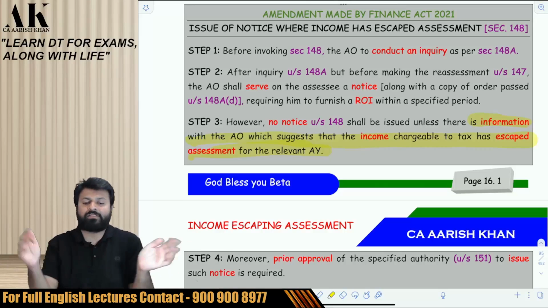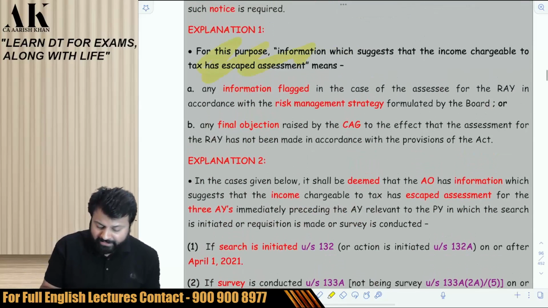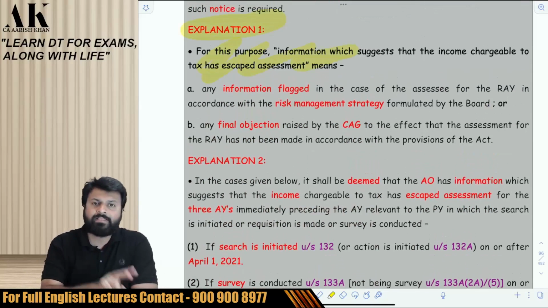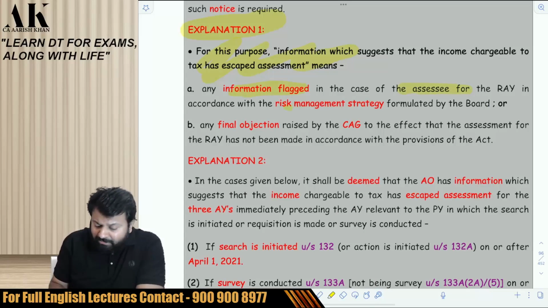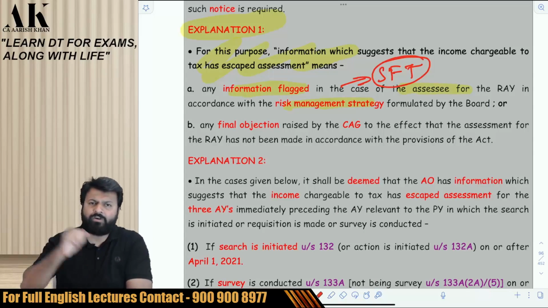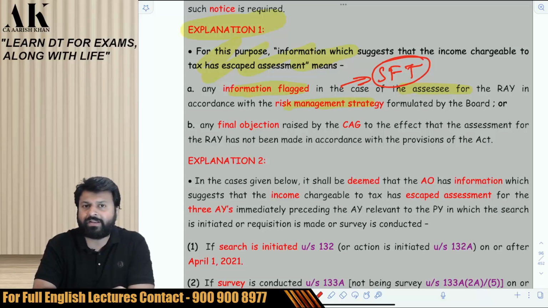So what do you mean by this phrase? What is the meaning of this entire phrase? The meaning of this entire phrase is defined by the CBDT in Explanation 1 to section 148. And there are two things mentioned over here. First, if an information is flagged in the system of CBDT, generally it is flagged in SFT, Statement of Financial Transaction. You have done it in office, I guess. Or it is flagged in AIS, Annual Information System. You might have seen it in office.